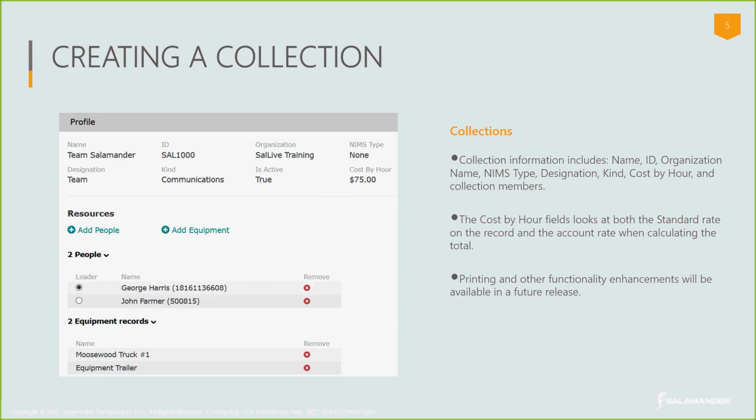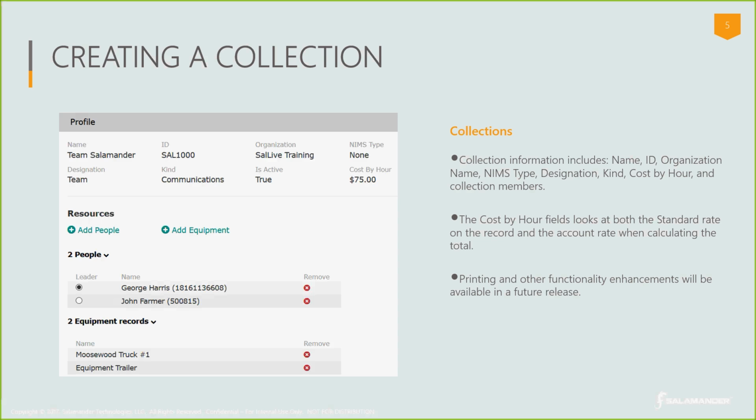So with the release last week, and I just want to make sure that this is clear, the only capability will be the creation of the collection and adding resources to the collection. So printing and other functionality enhancements can be available in a future release. There are a lot of plans in place to develop this further so that you can do more with this, such as being able to download that collection into the Track app and viewing more information. So that is to come in future releases.